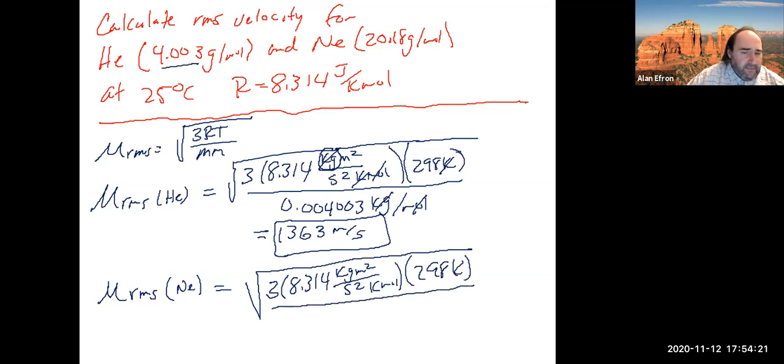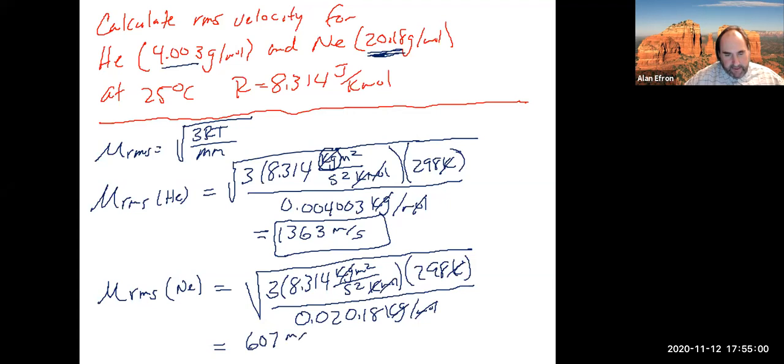And again, just like we did before, we want to make sure we get this into kilograms so that everything cancels out correctly. And again, we divide it by 1,000 basically to do that. 0.02018, I think, kilograms per mole. Again, everything is going to cancel out just like last time, except for our meters and our seconds. And if we do that for that one there, we'll call it 607 meters per second.